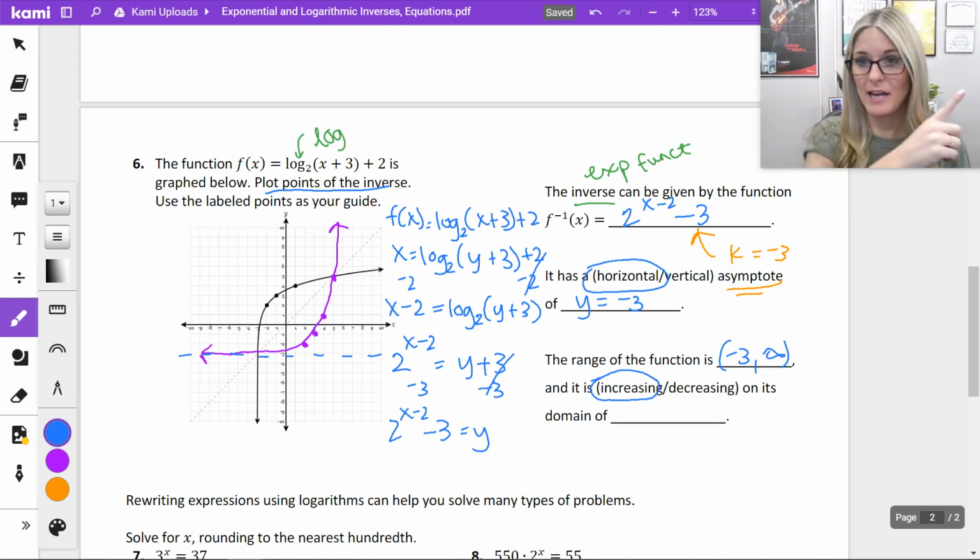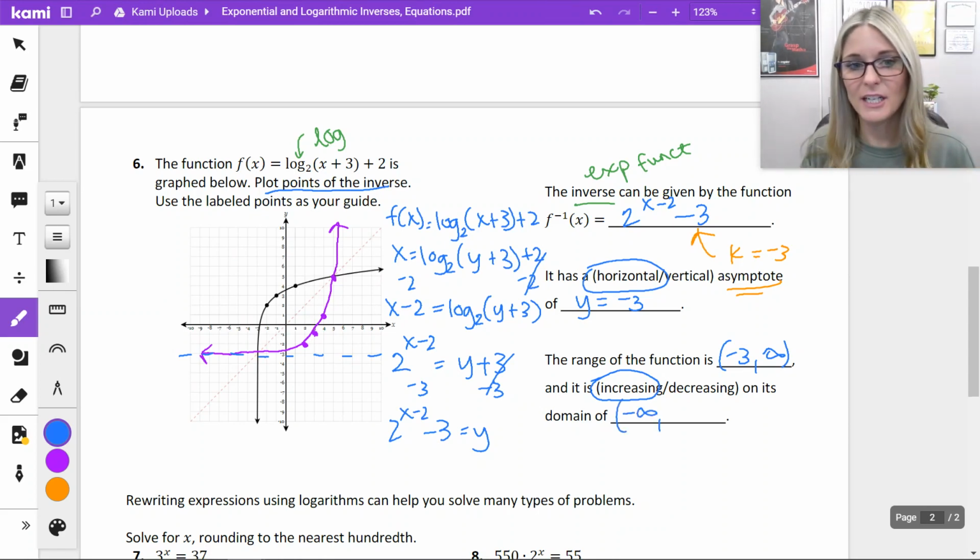And the domain, x values: how far left does it go? All the way out to -infinity. How far right does it go? It's going to keep creeping out. I tried my best to graph that purple there, but it is going to keep creeping out. For exponential functions, the domain is all real numbers. So check your notes from our last couple of lessons if you need a refresher.